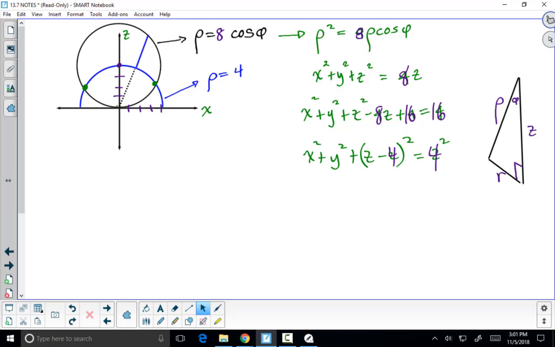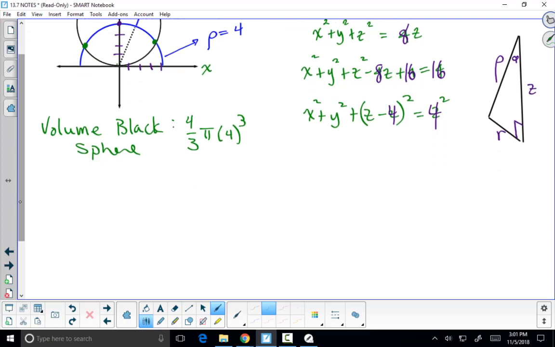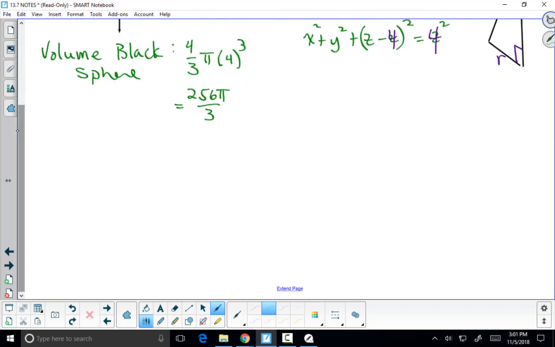So let's do that. Let's find, I guess, the volume of the black sphere. And what's that going to be? 4/3 pi times the radius cubed. So whatever that is, 256 pi over 3, I think. 64, 4 times 4, 64, right, 128, 256. Okay, so that's the volume of the black sphere. So now we're going to find the volume of the complementary solid, whatever we want to call that.